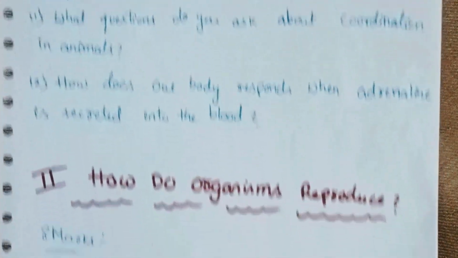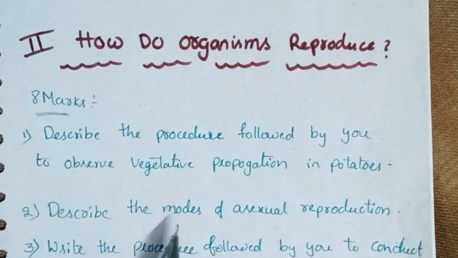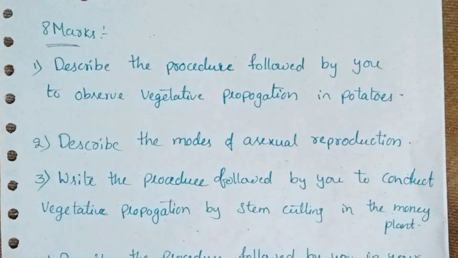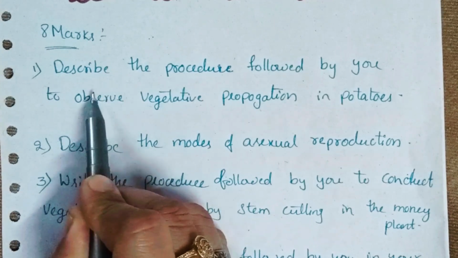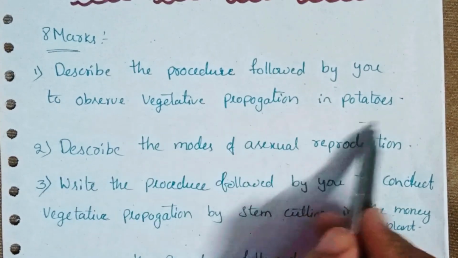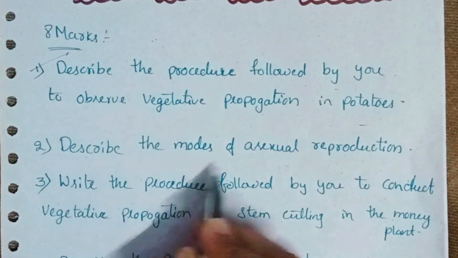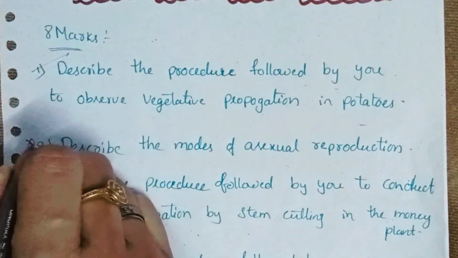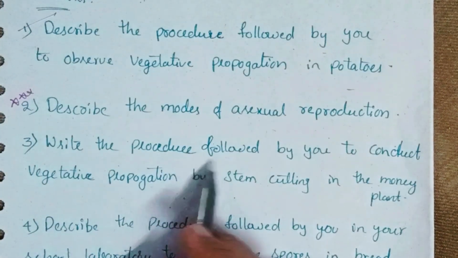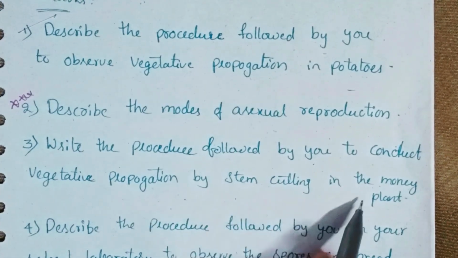Now we'll move to the next chapter, which is how do organisms reproduce? In this chapter, we'll go for 8 marks questions, important ones from this chapter. First question. Describe the procedure followed by you to observe vegetative propagation in potatoes. Next, second question. Describe the modes of asexual reproduction. Very important. Next, third one. Write the procedure followed by you to conduct vegetative propagation by stem cutting in the money plant.